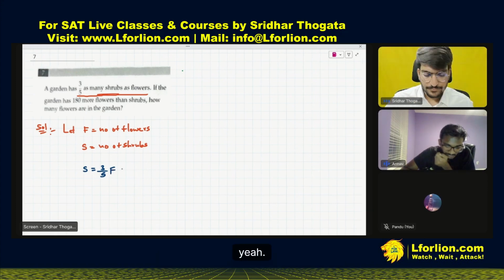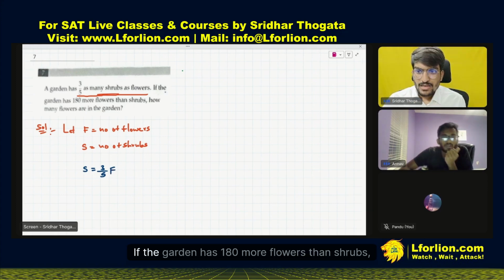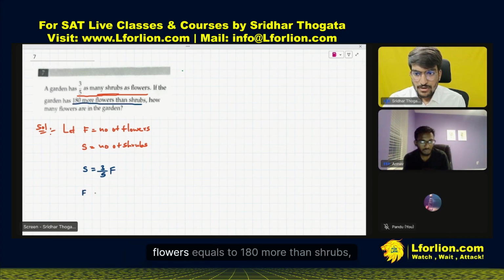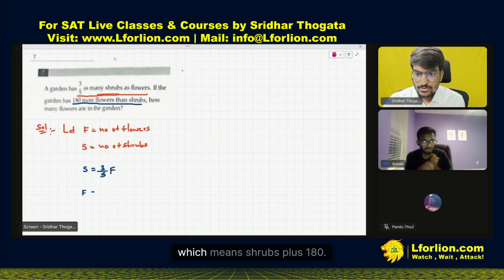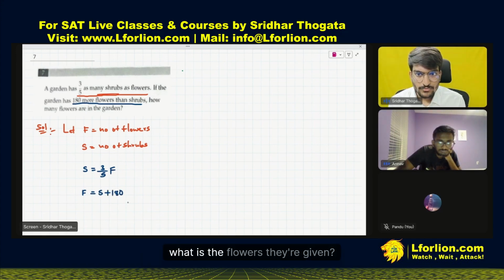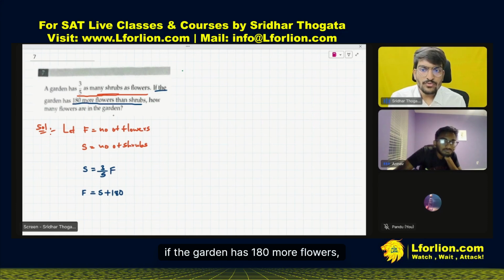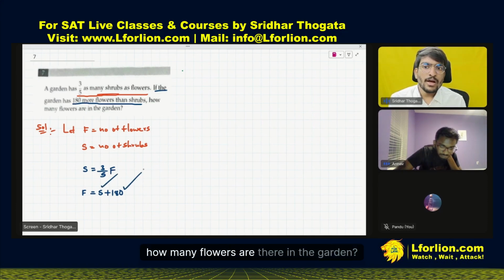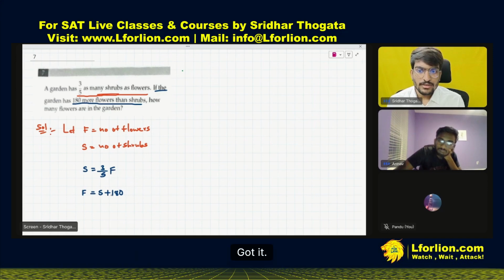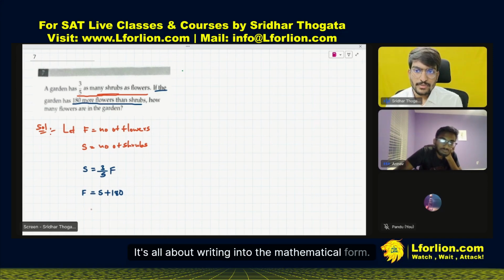Okay. Then the next statement. If the garden has 180 more flowers than shrubs, flowers equals 180 more than shrubs, which means shrubs plus 180. Flowers equals shrubs plus 180. How many flowers are there in the garden? Got it? It's all about writing it into mathematical form.